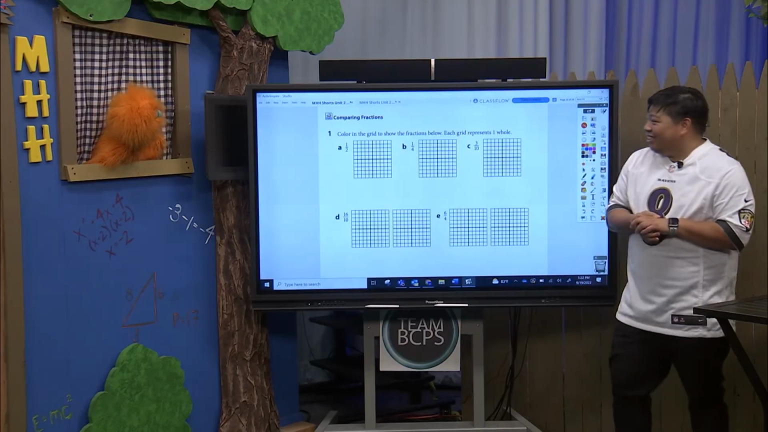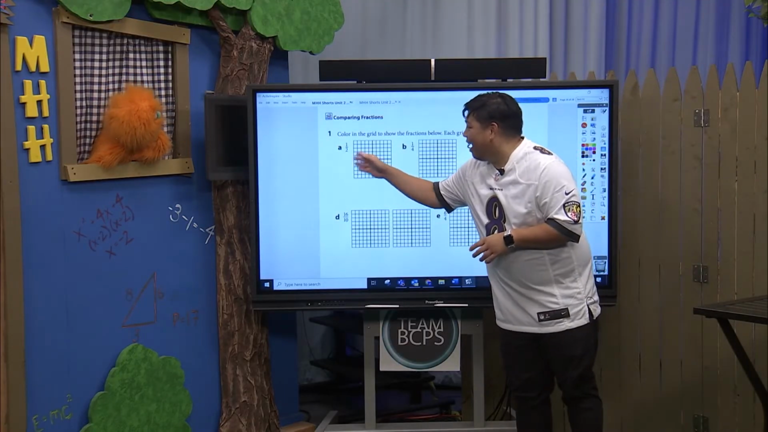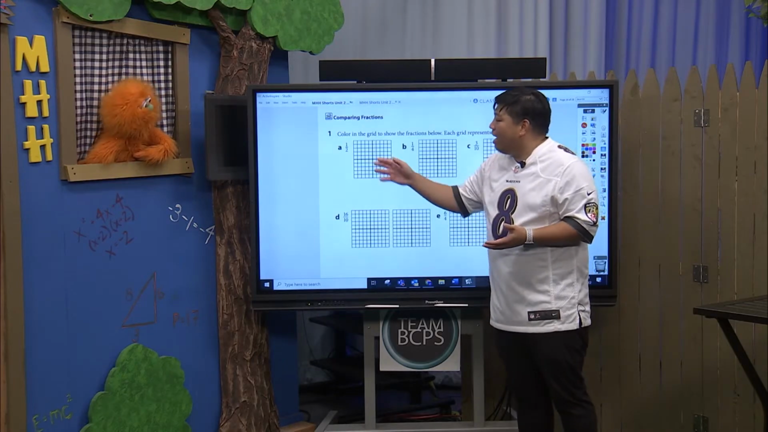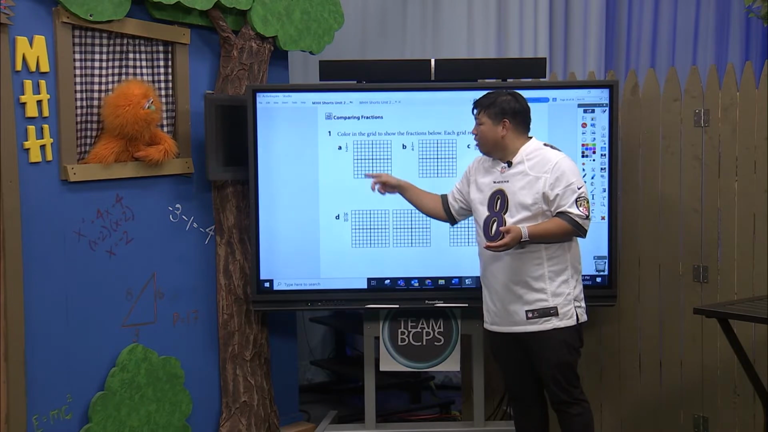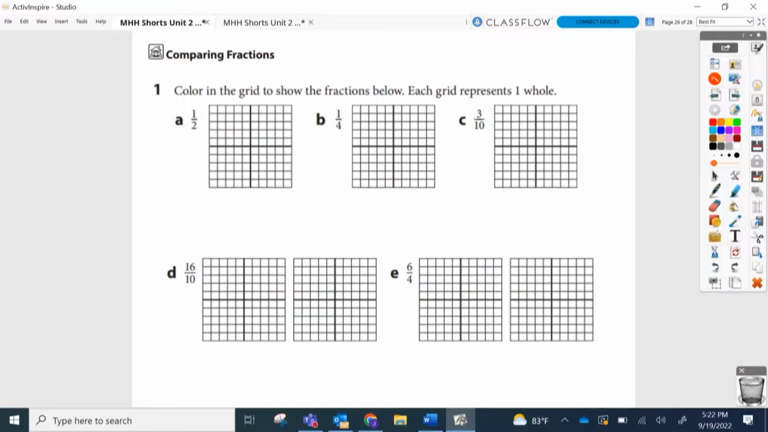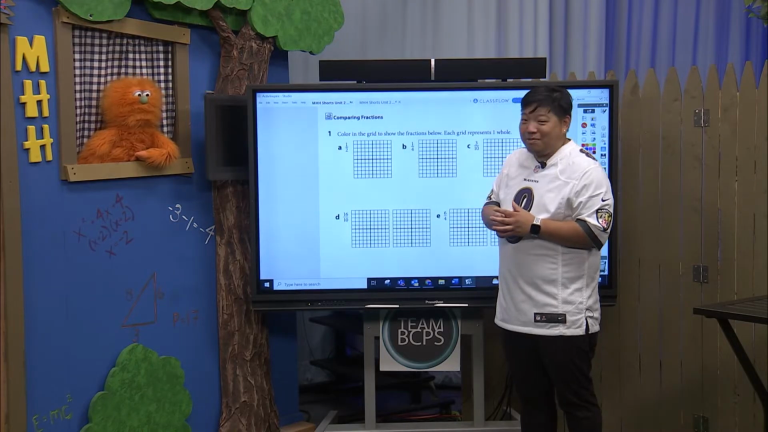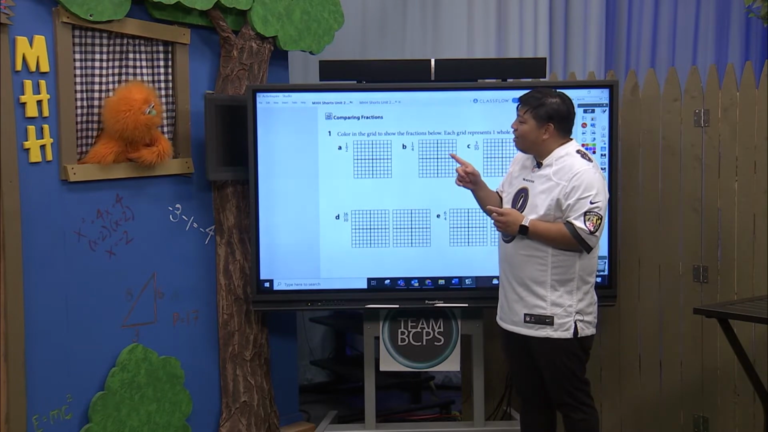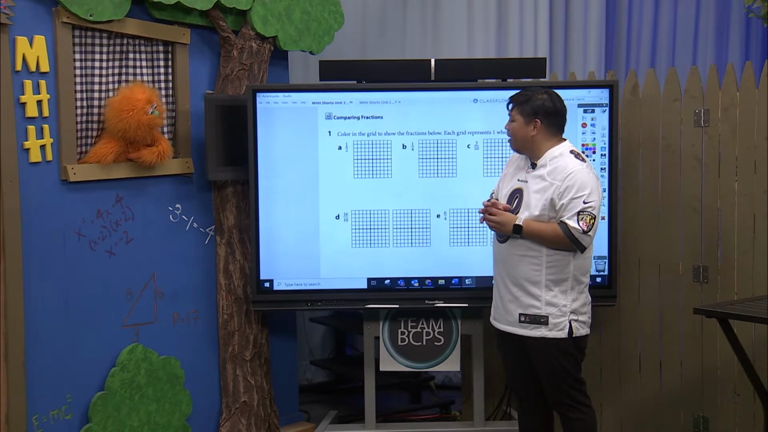All right, so our first one says 1/2. So this entire grid here represents one whole. Correct. So in order for us to show 1/2 of that, we have to understand what 1/2 means. 1/2 would be 1 out of 2. So if we take this whole piece and separate it into 2 equal pieces, what would that be? That'd be 2 pieces, and we want to shade in one of those. Correct. So you think you have an idea of how we want to shade that in as 1/2?